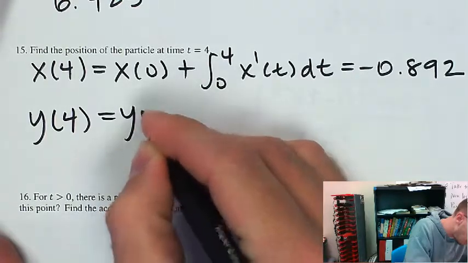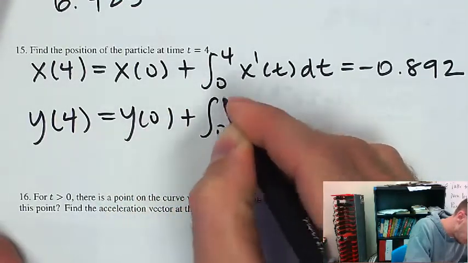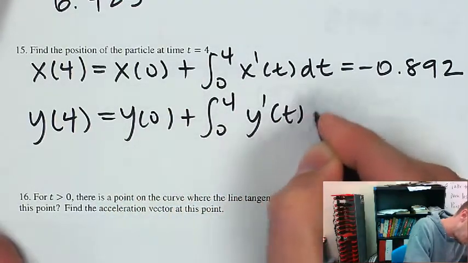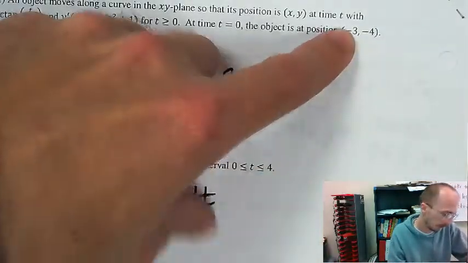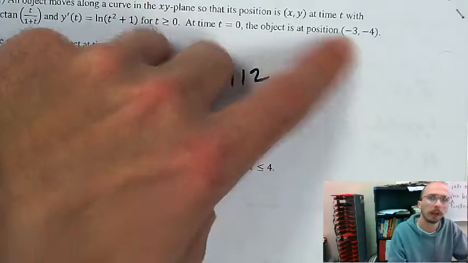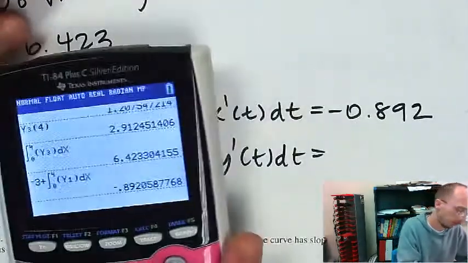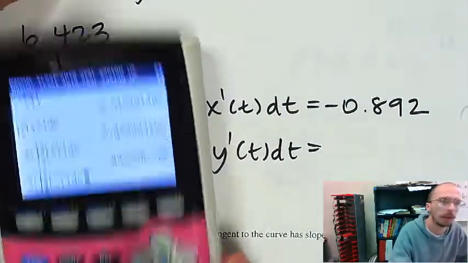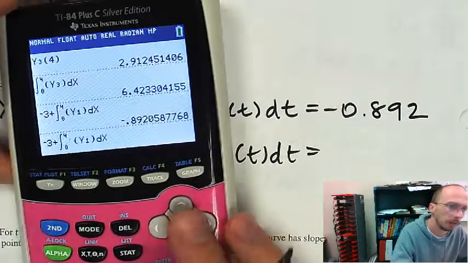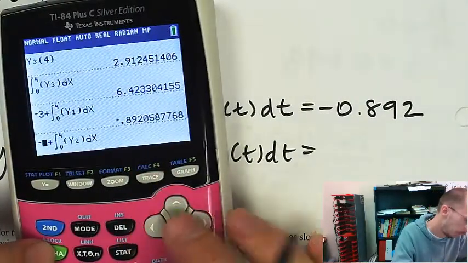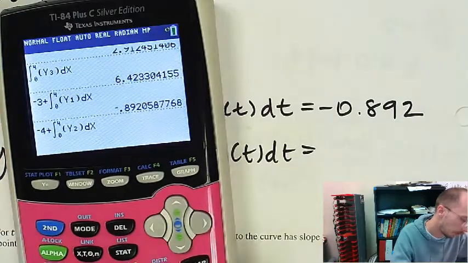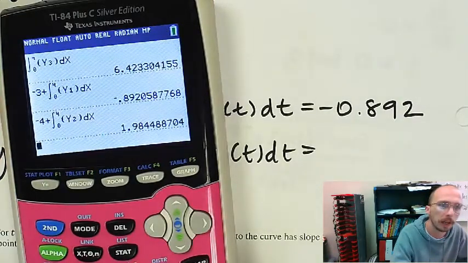And y of 4 equals y of 0 plus the integral from 0 to 4 of y prime of t dt, and that's, okay, what was y? It's -4. Okay, so just kind of run this thing back, and I'm changing y1 to y2. I'm changing -3 to -4, and otherwise it's the same integral, 1.984.